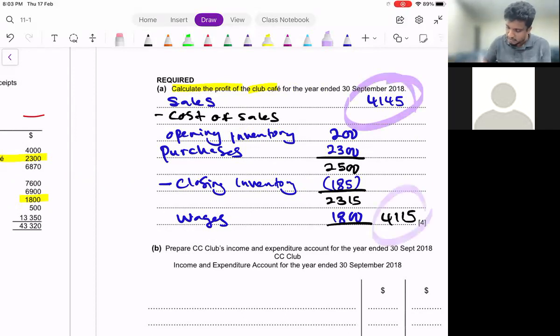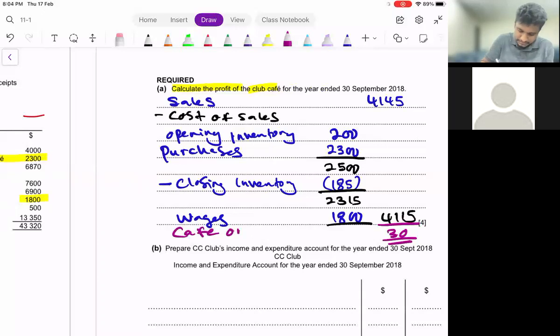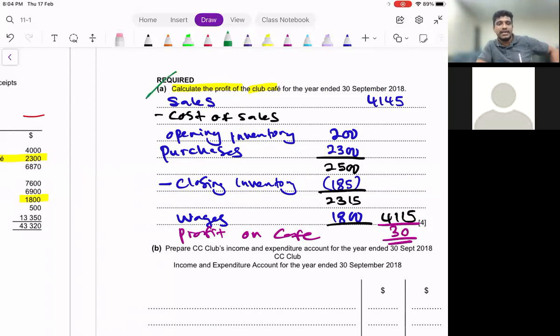Then you take 4,145 minus 4,115. I get an answer of 30. It's a positive answer. Since it's a positive answer, this is the profit on cafe. Profit on cafe is 30. So later we will transfer this 30 to the income and expenditure account. Okay, I'm done with the cafe income statement. To calculate the profit or loss on the cafe, I get a profit.